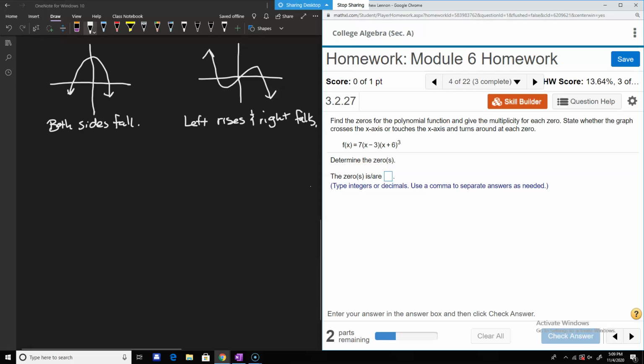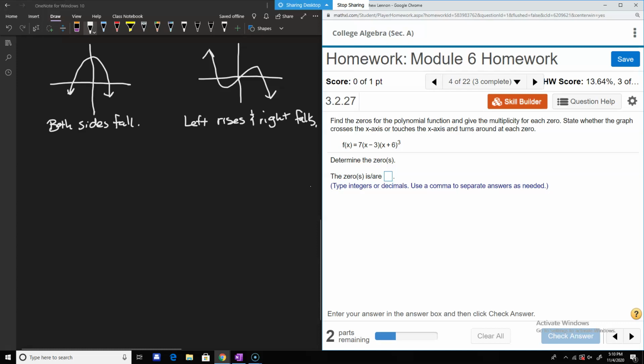Then after that, we talk about the multiplicity. So the multiplicity is the power that appears next to the factor. So in this case, we have 2 zeros, 3 and negative 6, and the multiplicity of each zero. For the first one, 3, it has multiplicity 1. That's the power of x minus 3. And negative 6 would have a multiplicity of 3, because that's the exponent next to the x plus 6.